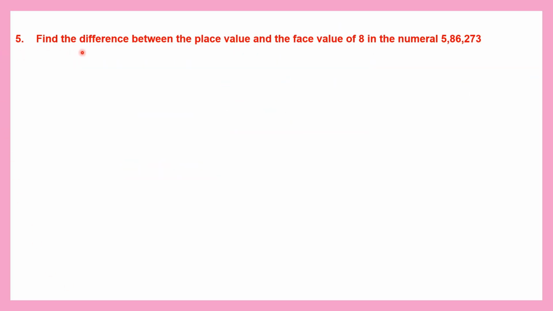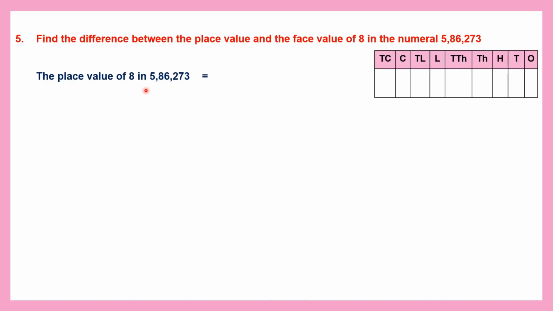Question 5. Find the difference between the place value and the face value of 8 in the numeral. Okay, so first, the place value of 8 in this number. Let's draw our place value chart and put the number there. So here we have 273. So let's write 273 in the ones period. Then we have 86 in the thousands period. So that makes it 86,000. And we have 5 in the lakhs period. So 5 lakh.